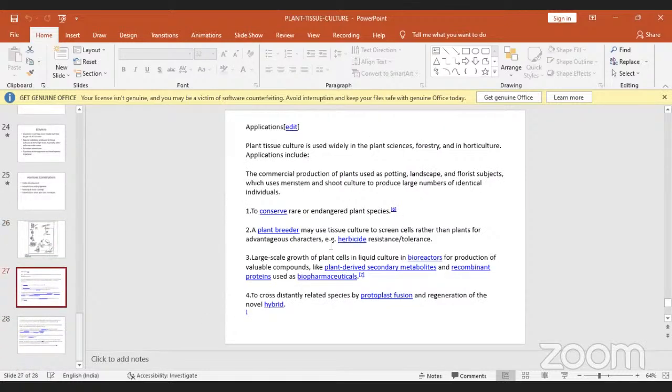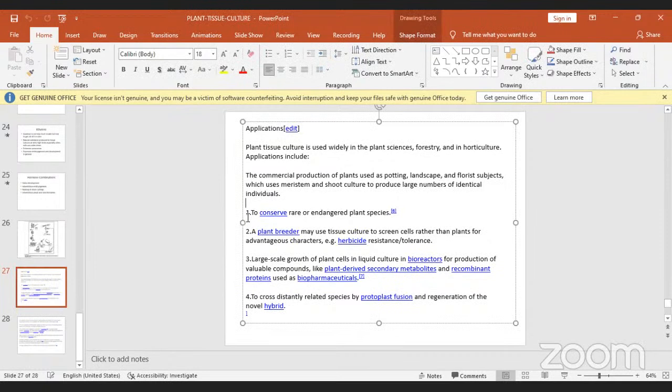So here are the applications. Plant tissue culture is used widely in plant sciences, forestry, and horticulture applications. It includes the commercial production of plants used as potting, landscaping, or floristic subjects, which uses meristem and shoot culture to produce large numbers of identical individuals. It is used to conserve rare and endangered plant species, and a plant breeder may use tissue culture to screen cells rather than plants for advantageous characters, for example herbicide resistance and tolerance.